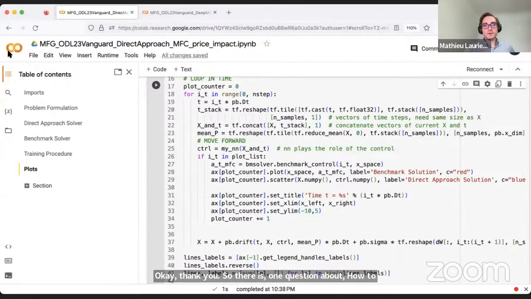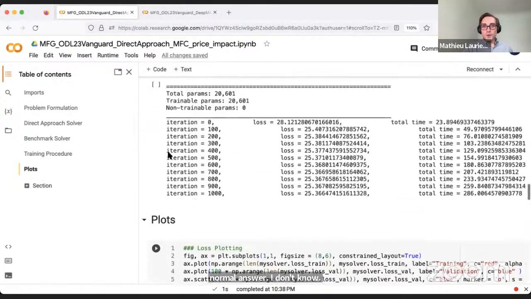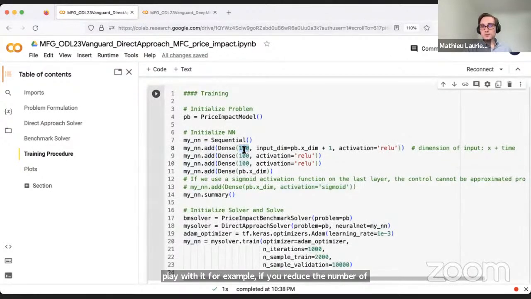Yeah, it's a very good question. So I don't have a normal answer. I don't know. I think it's really by trial and error. So here you can play with it. For example, if you reduce the number of layers, if you put just 2 layers, and if you put like 10 neurons, for example, it will not work very well. This I tried before. If you put many more, it will not work much better.